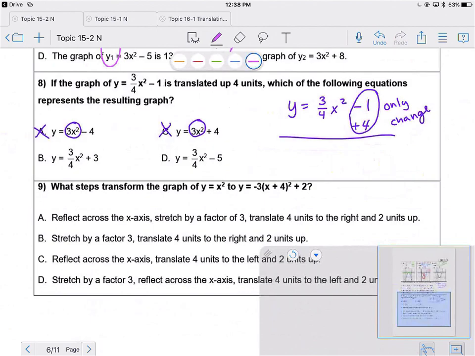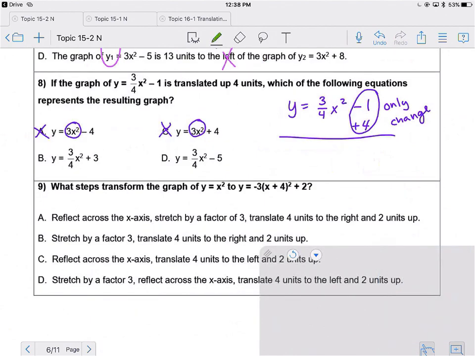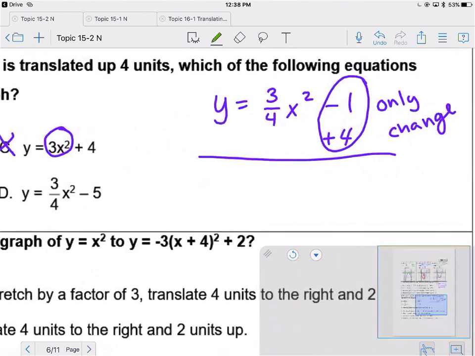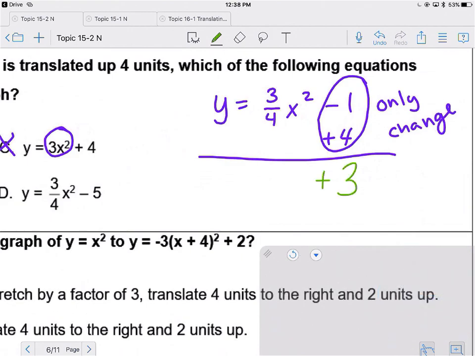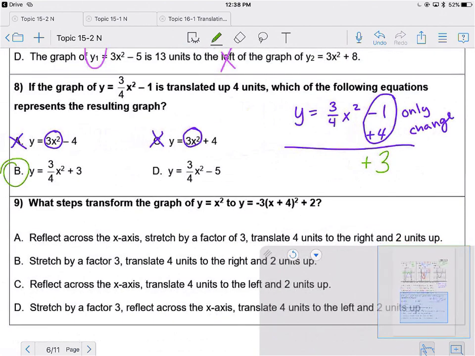Problem 8, we kind of started it to help you see a test-taking strategy. If the graph of y equals 3/4 x minus 1 is translated up 4 units, which of the following would represent the resulting graph? Well, the only thing they've asked me to change is the fact that it's moving up 4 units. There's nothing else being changed. So the 3/4 x isn't being changed, which is why we can mark out A and C. Now from here, -1 plus 4 is a +3. The only one that has a +3 is answer choice B.